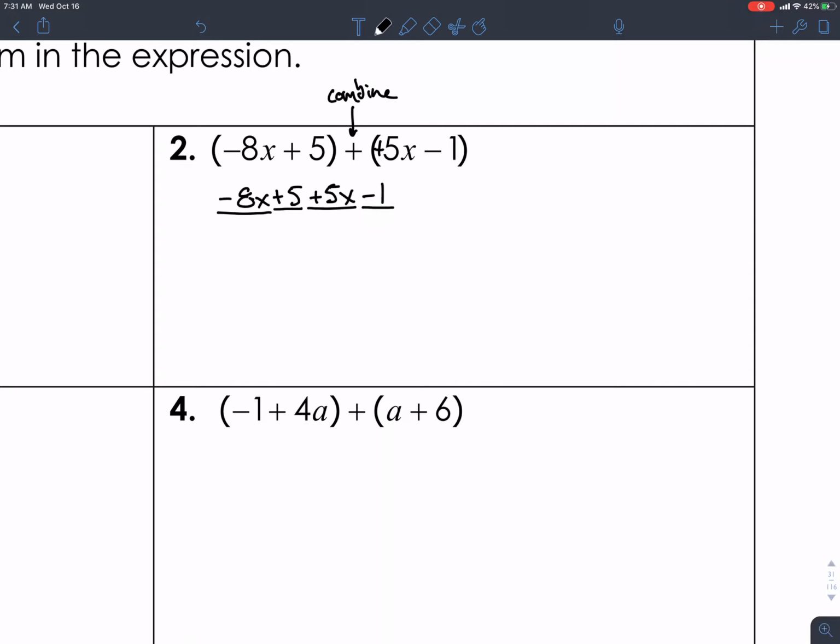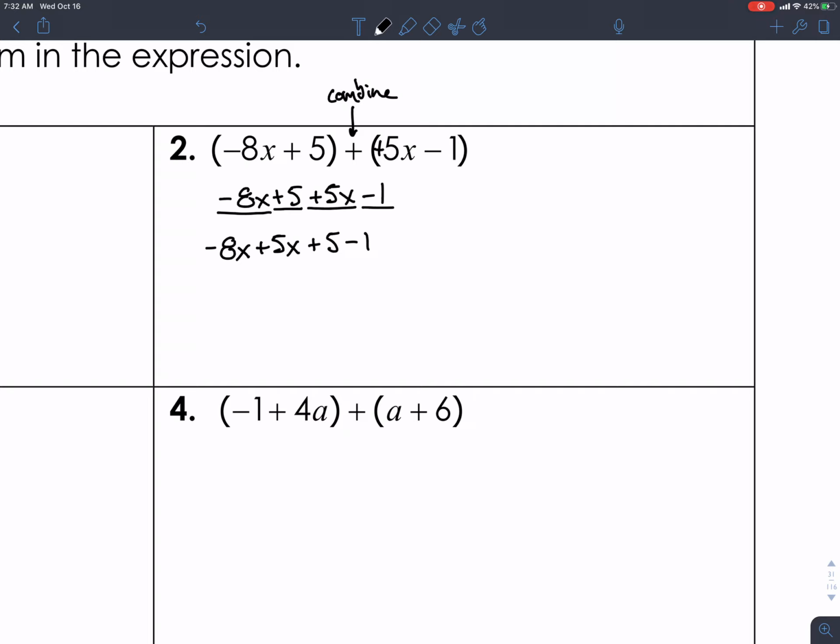Now let's rearrange them so all of our variable terms, with letters, are first. The negative 8x can stay where it is because it's already in the front. The positive 5x, I'm going to move that. Positive 5 is going to move, and the negative 1 stays at the end. I just left it at the end. So now all of our variable terms are together, and our constant terms are together.